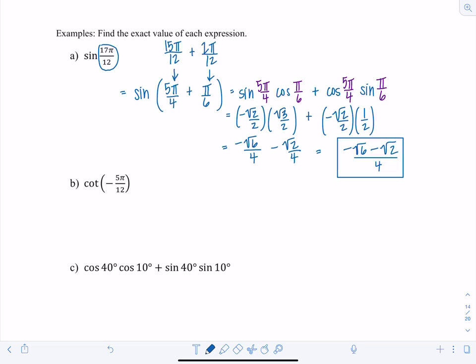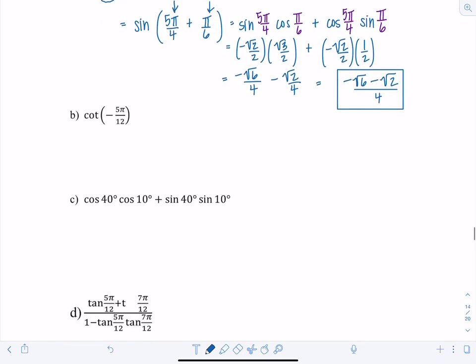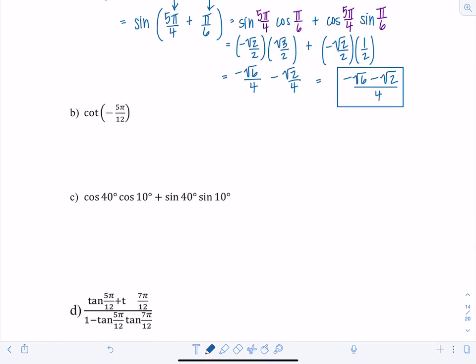Okay, cotangent of negative 5 pi over 12. So you have a couple options. You could try to keep the negative in there, or you could pull the negative outside since we know that cotangent is an odd function. So how would we come up with 5 pi over 12? I'm just going to first pull the negative outside. Let's separate this all so it stays nice and tidy. I'm going to write this as negative cotangent 5 pi over 12.